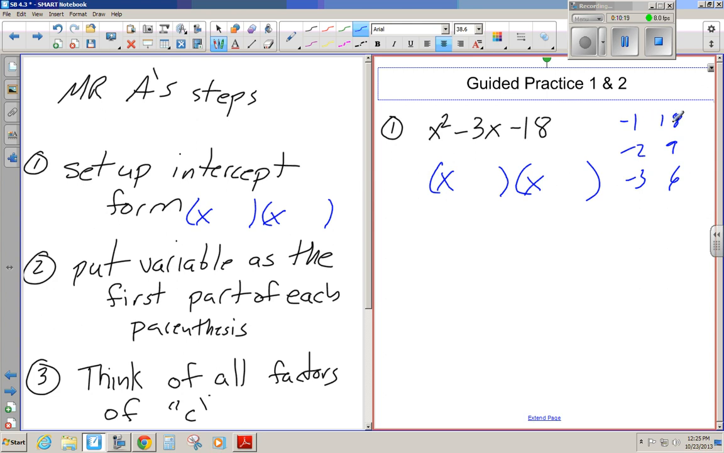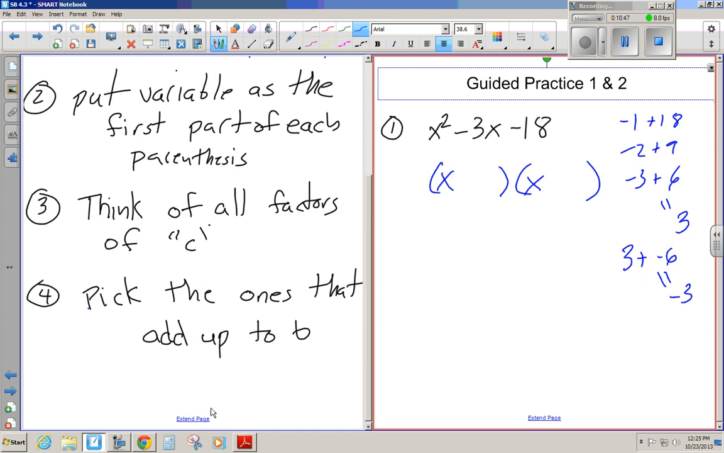Negative 1 and 18 put together does not give you negative 3. Negative 2 plus 9 does not give you negative 3. Negative 3 plus 6 gives you positive 3. So, if it gives you positive 3, you can then assume that 3 plus negative 6 would give you negative 3. And those are the numbers you use.